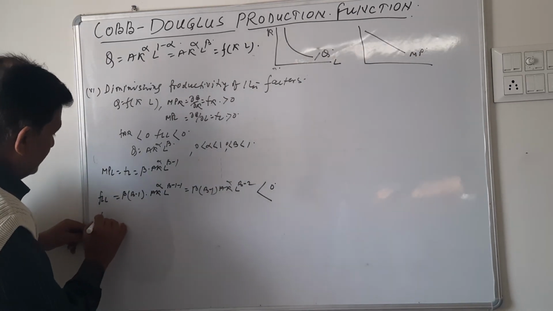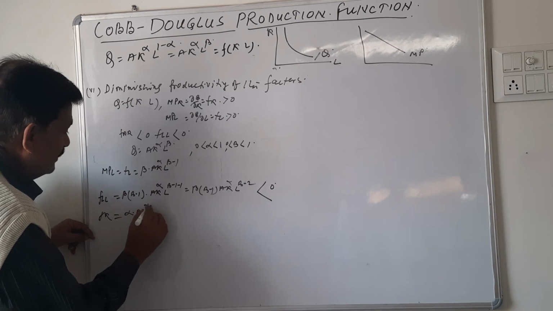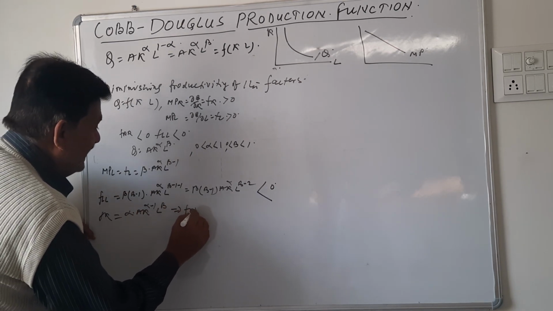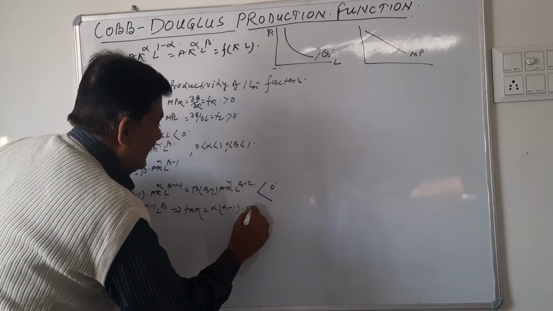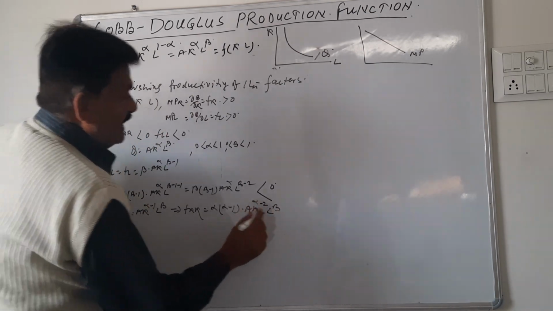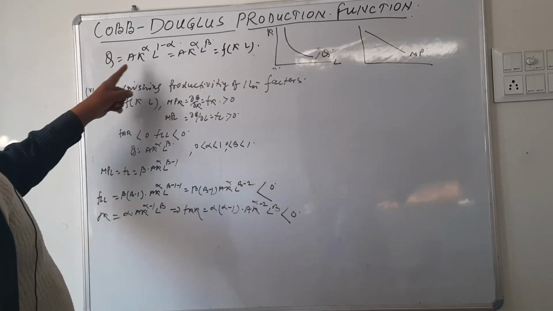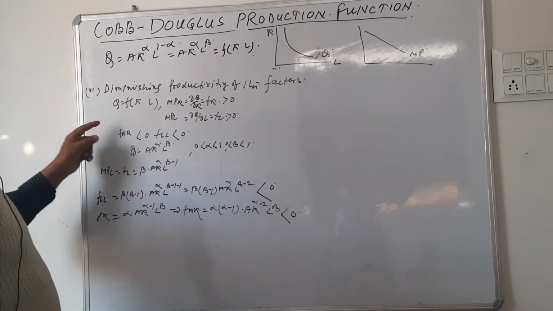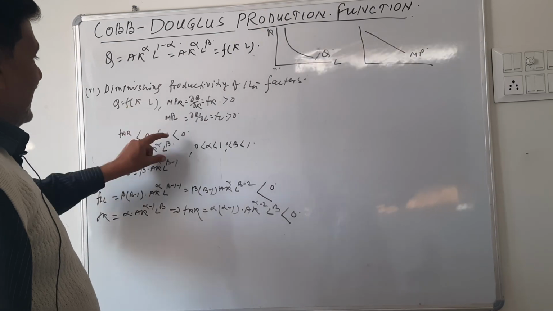Similarly, FK, the marginal product of capital, is alpha A K to the power alpha minus 1 L to the power beta, and so FKK is alpha into alpha minus 1 A K to the power alpha minus 2 L to the power beta. Once again this alpha minus 1 makes the entire term negative. So both factors have diminishing productivity, and for that we have shown the slope of the MP of both of the factors as negative.